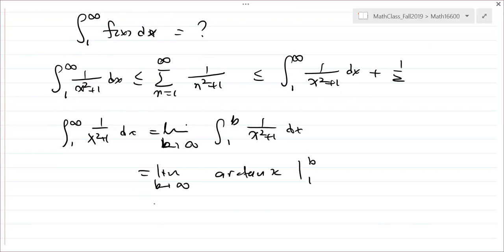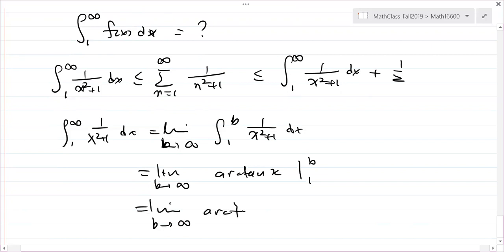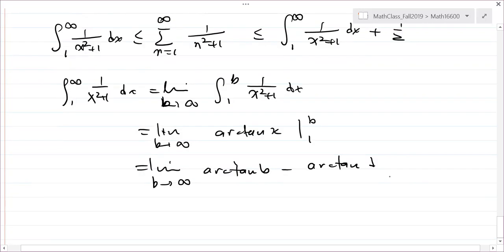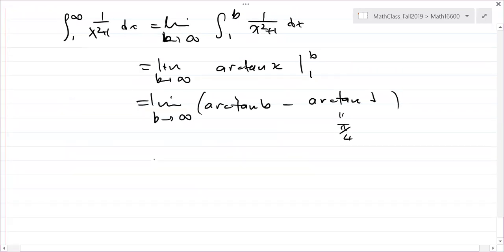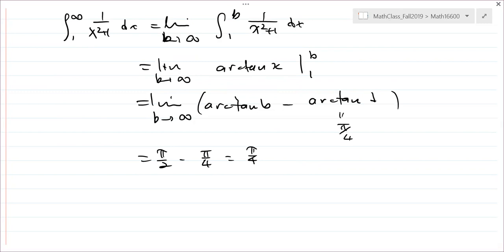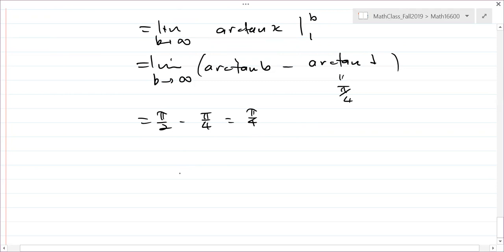So this is going to be arctangent b minus arctangent 1. Arctangent 1 is equal to pi over 4, but arctangent infinity is pi over 2. So it's pi over 2 minus pi over 4, which is pi over 4. We can even get the exact value. Great. So what we get is not only convergence, we can even get an estimate.